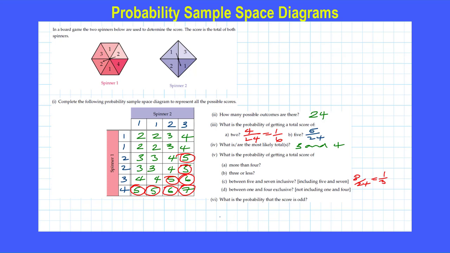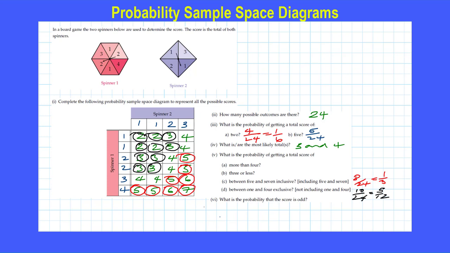This time between 1 and 4 exclusive. Now exclusive means we can't include 1 and 4. So everything that's between 1 and 4 but not including 1 and 4. So basically 2s and 3s. So again, circle what we want, count them up, 10 out of 24, which simplifies to 5/12.